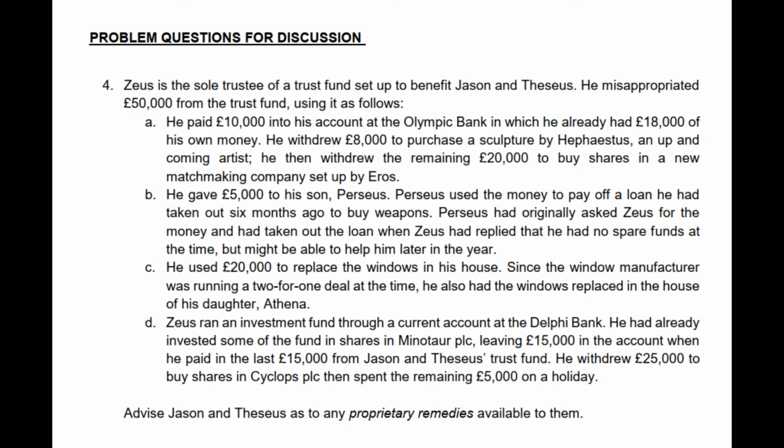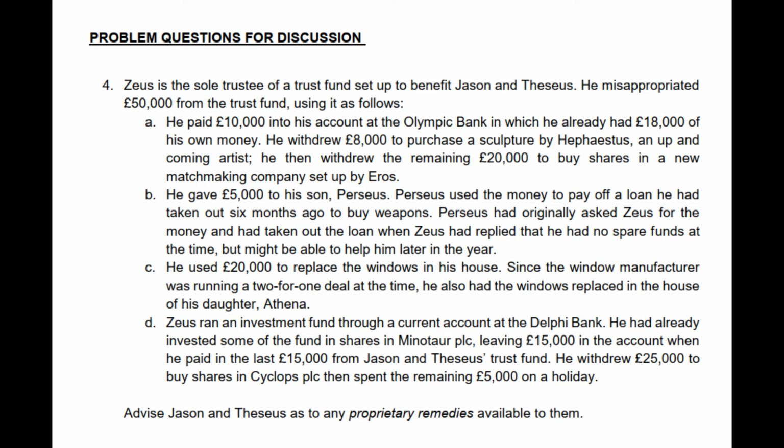Zeus told Perseus he didn't have the funds at the time, but he would later. That's not enough to say that Perseus had constructive knowledge of the breach of trust. So using the judgment of Boscawen v Bajwa, it wouldn't be possible, in my opinion, using the information that we have to say that Perseus knew where this money was coming from. And therefore, it wouldn't be possible to recover this money from Perseus, and the conclusion should be that the £5,000 has dissipated.